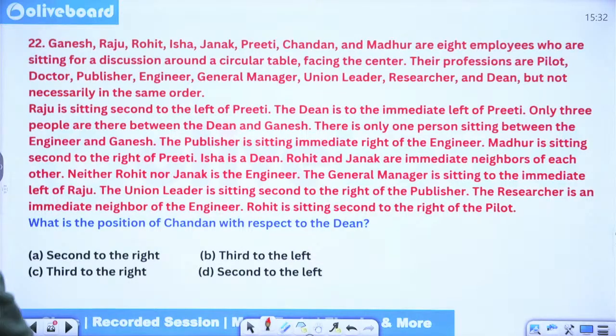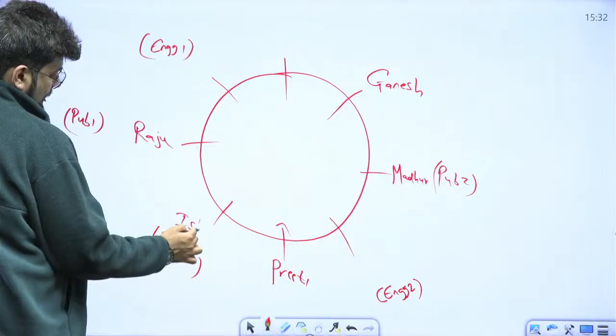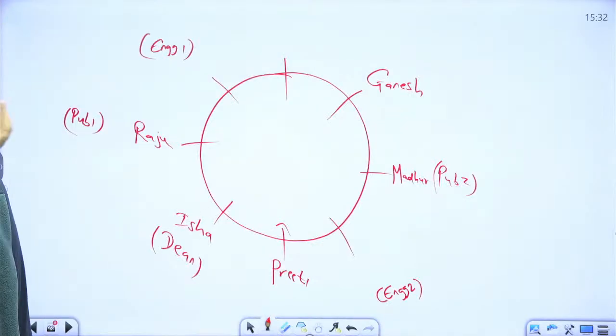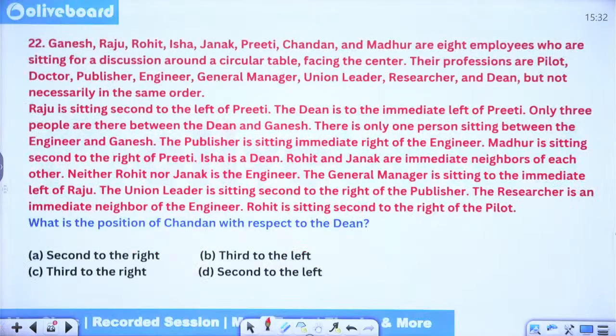Isha is a dean. Rohit and Janak are immediate neighbors of each other. They have to be here. But now they are saying neither Rohit nor Janak is the engineer.